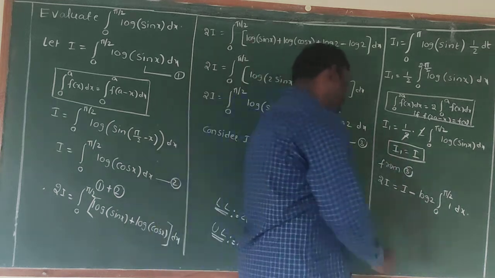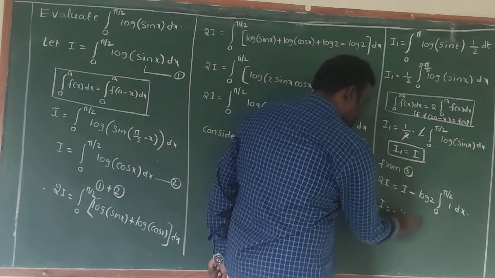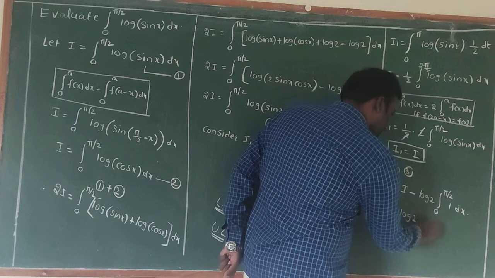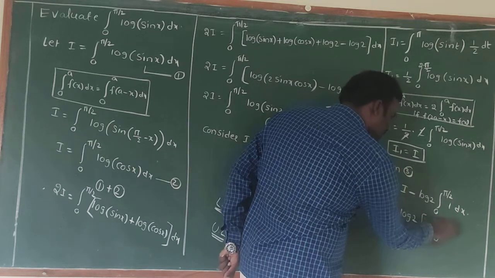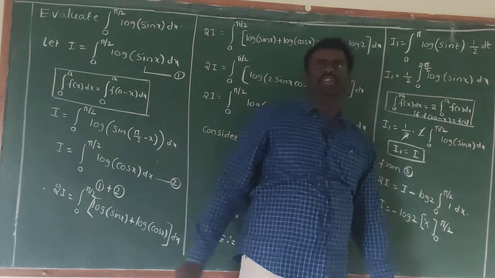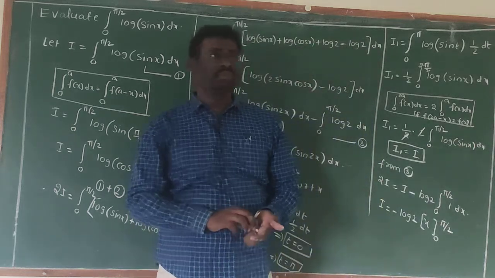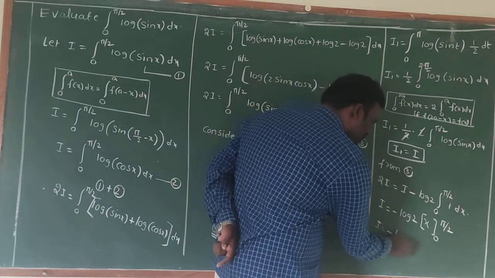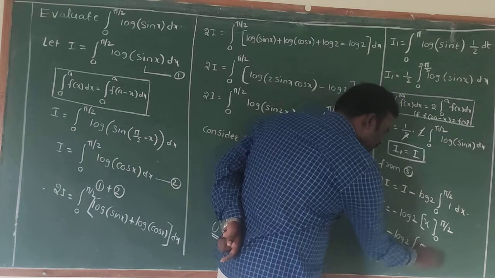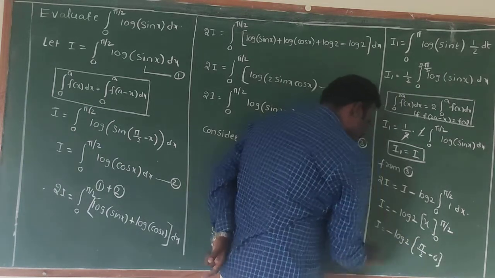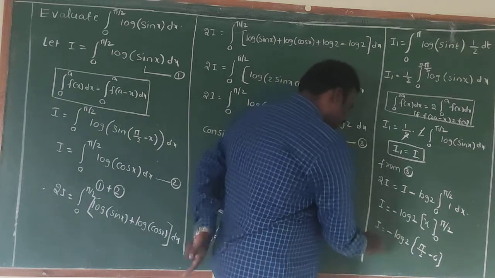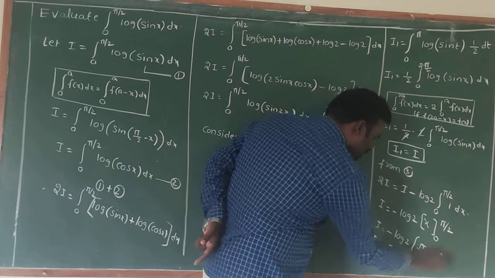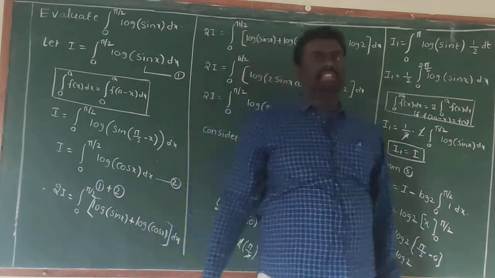Now send this I to this side: 2I minus I equals minus log 2 into, what is the integration of 1 dx? x, between the limits 0 to pi by 2. First you need to substitute the upper limit, minus the lower limit. Then I equals minus log 2 into pi by 2 minus 0. Pi by 2 minus 0 is nothing but pi by 2. Then I is equal to minus pi by 2 log 2. That is the final answer for this expression.